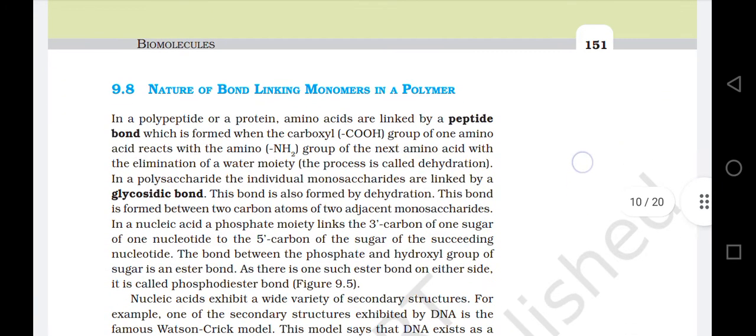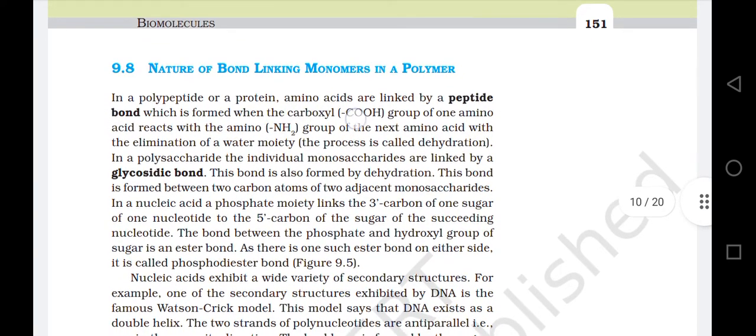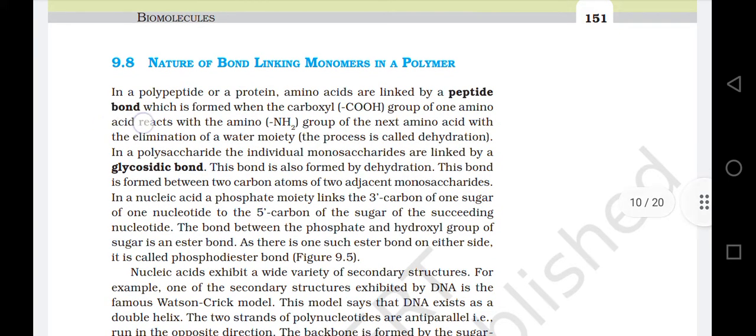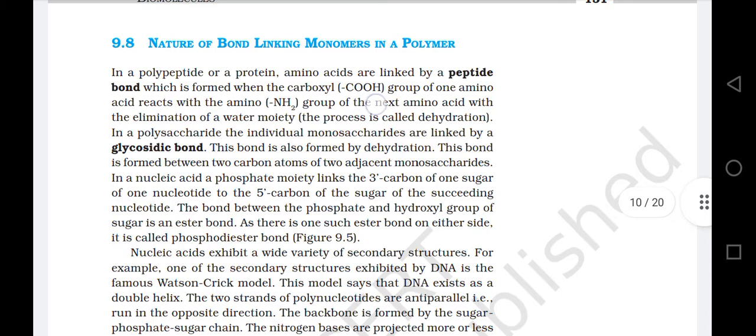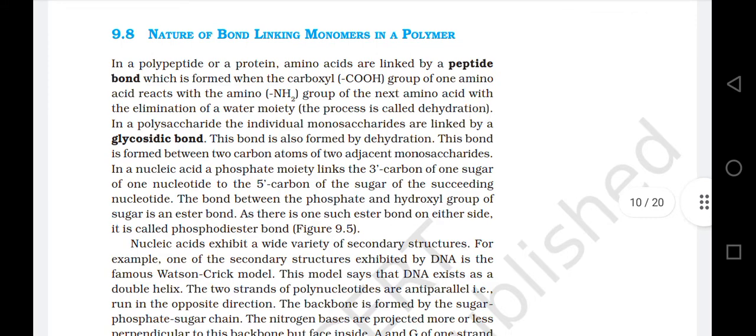Then, nature of bond linking monomers in a polymer. In a polypeptide or a protein, amino acids are linked by a peptide bond, which is formed when the carboxyl COOH group of one amino acid reacts with the amino group NH2 of the next amino acid with the elimination of a water moiety. The process is called dehydration.